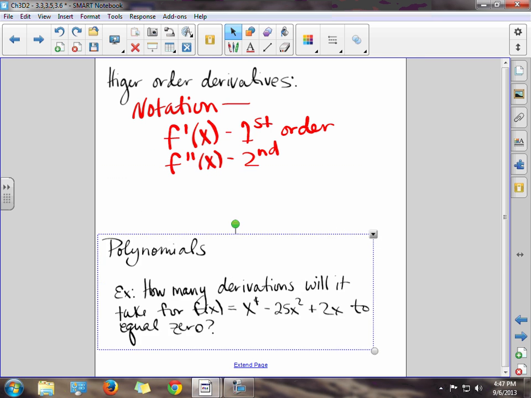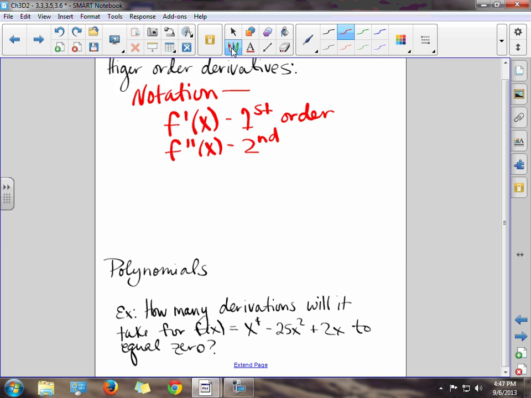All right, so what about a higher order than that? What if you wanted the fourth derivative? Well, it gets complicated if we start writing 4 of those right there. So we put a little parentheses and we write a 4. And this would be a fourth order derivative.